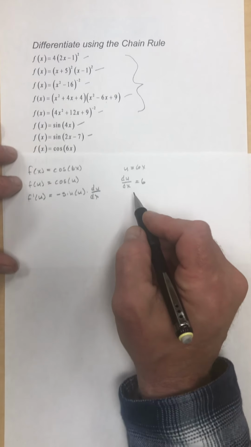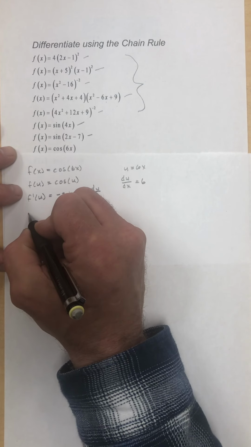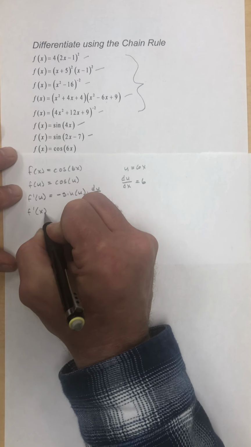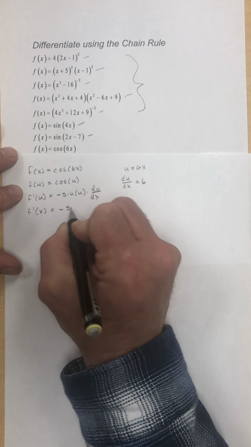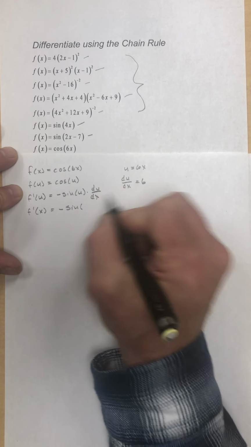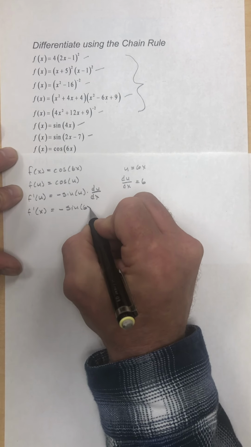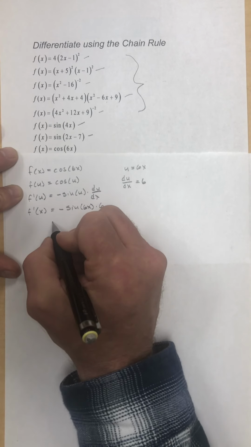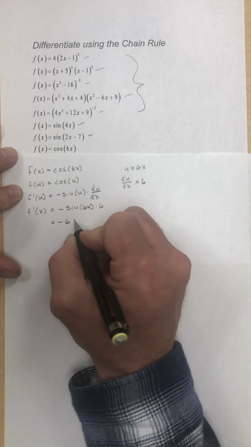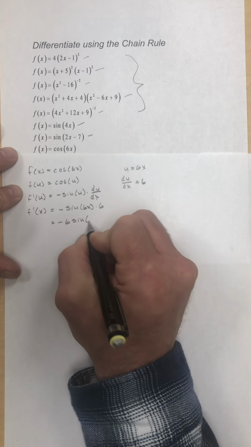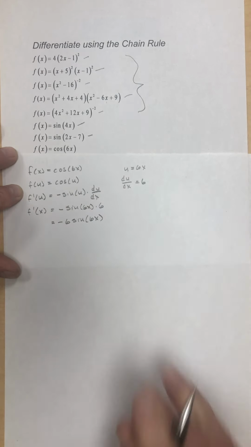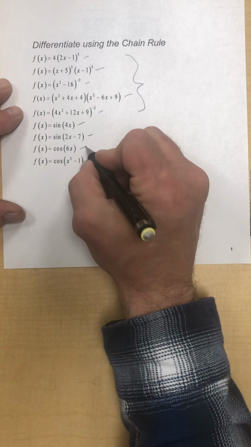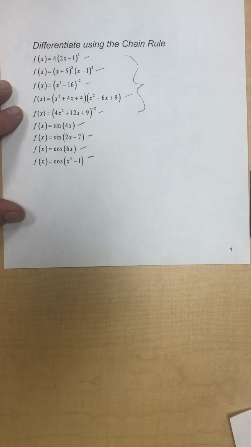And so then we go back and just substitute. Go back to our x's, so f prime of u becomes f prime of x. And so we get the opposite of the sine of u, which is 6x, times the derivative of u, which is 6. And then just rewrite. So we get negative 6 sine of 6x. And we are done. So we got one more to do. This last guy right here.